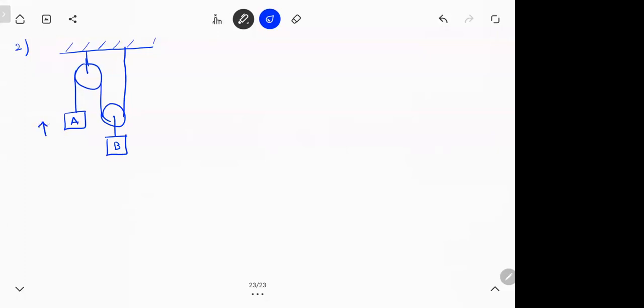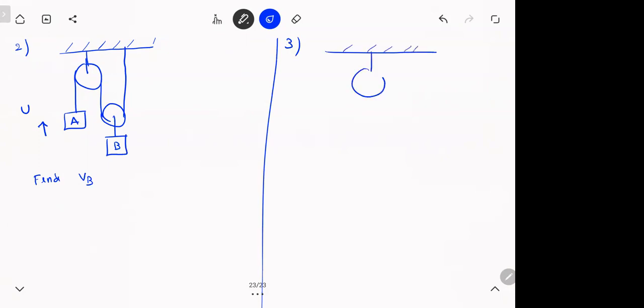So let's see. This is going with 1 meter per second. Let's call it U. A is going with U. Find VB. Remember this, we will do this question again. Third. B is going down with U. Find VA. Get them. 2 questions.